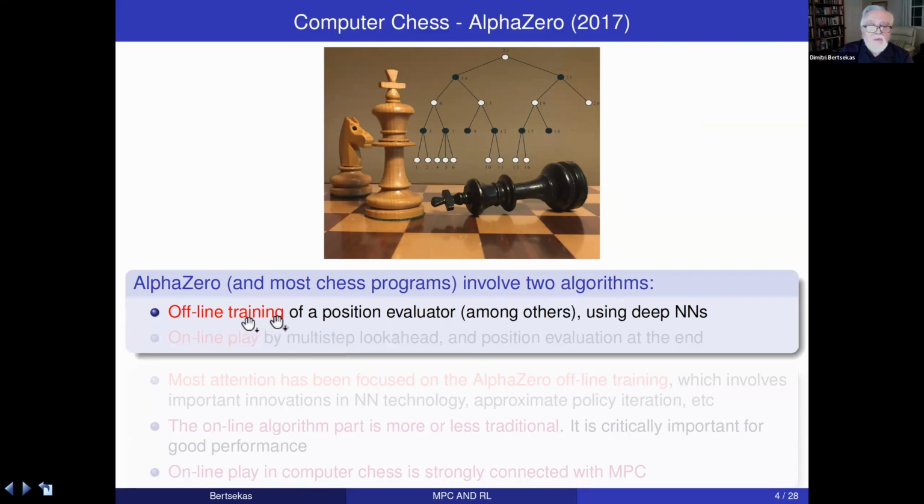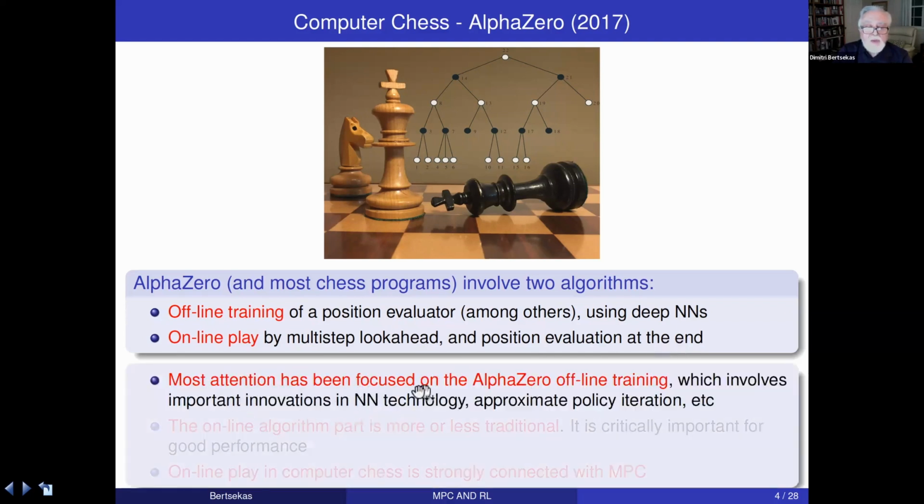One is the offline training algorithm, by which the program learns to evaluate positions. This is all done offline before the program gets to play any game against an opponent. And then there is the online play algorithm, which is used to play against human or computer opponents, and it relies on multi-step look ahead and a position evaluation at the end.